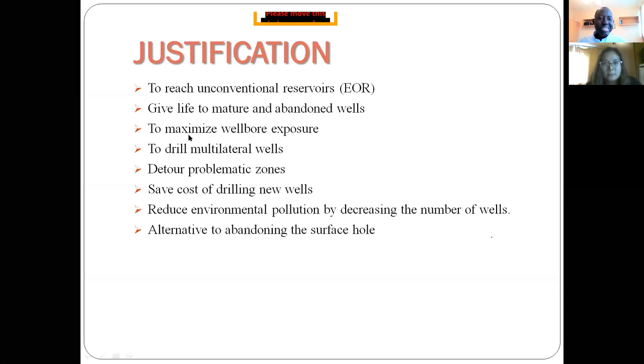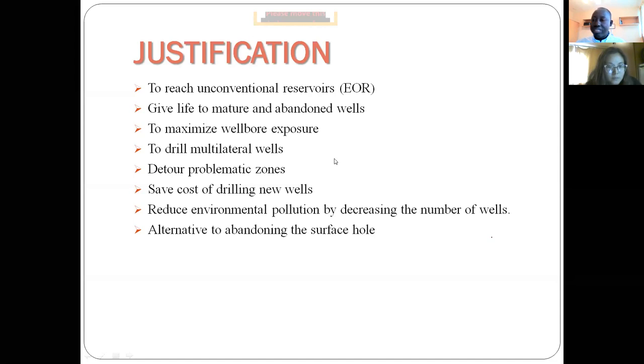The next reason is to maximize wellbore exposure, right? In this case, we can sidetrack the well to increase, or to densify, the number of boreholes we have in the well, in order to get more products from the wells. To drill multilaterals, I guess we are all familiar with multilateral drilling, where from a single well, we drill several laterals, several holes.